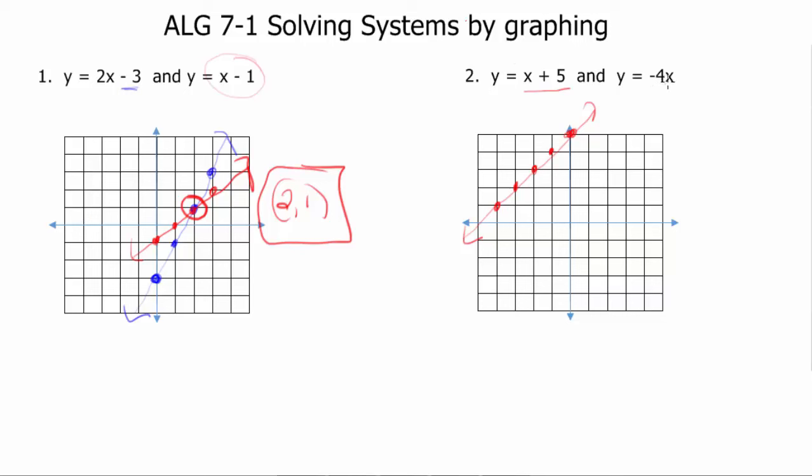And then if we have -4x, remember this is really plus 0. So we're starting at 0, and you'd go down 4 over 1, but going that way isn't going to cross this line. So then you go up 4 over 1, and now we connect them. Okay, so it crosses at this point, which is (-1, 4). So that would be your answer.